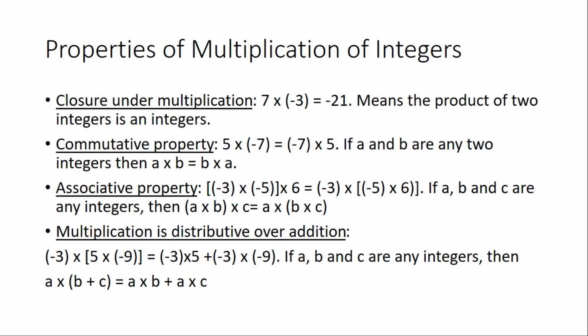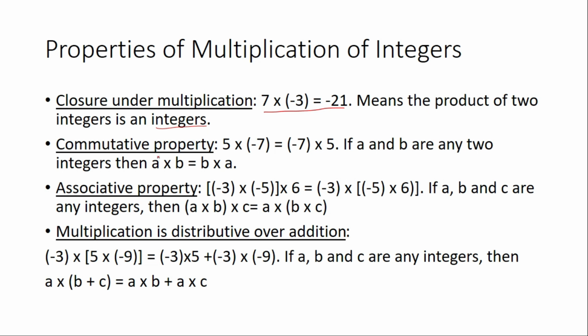So first of all, let us learn some properties of multiplication of integers. First one is closure under multiplication. As you can see, I have given one example. It means the product of two integers is an integer.